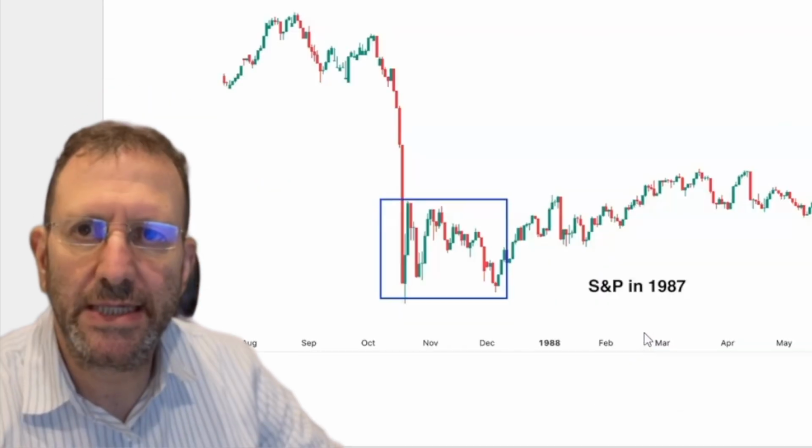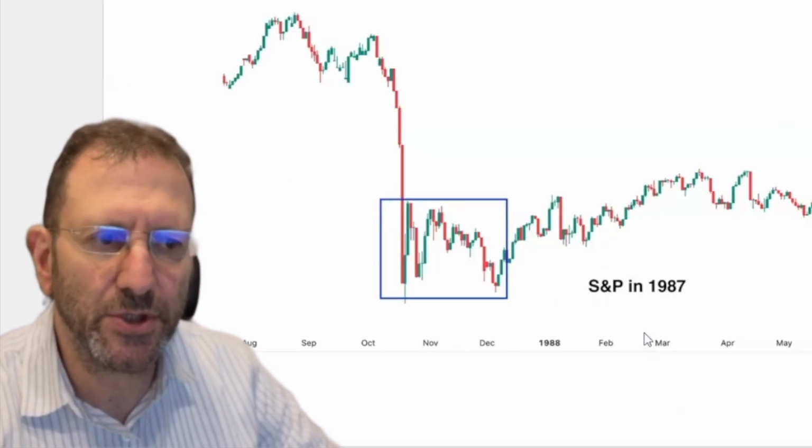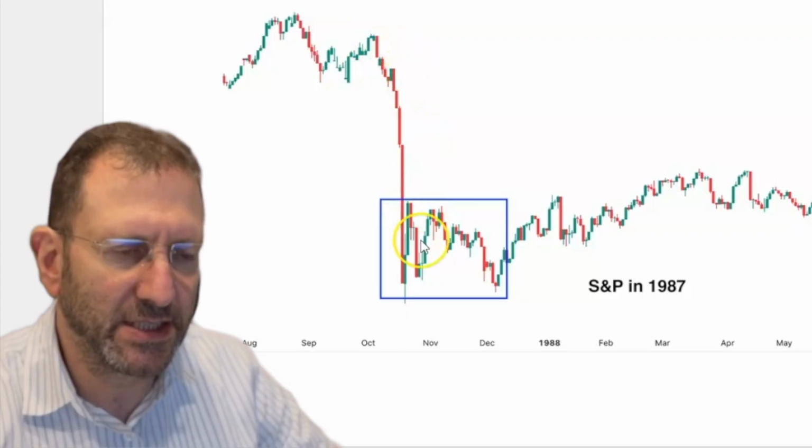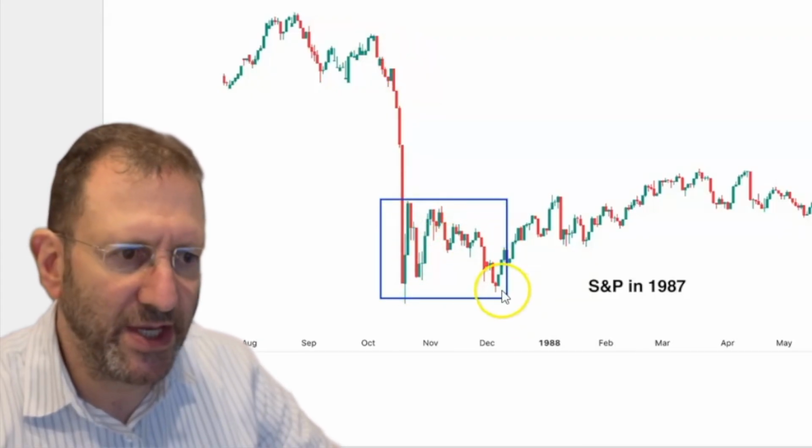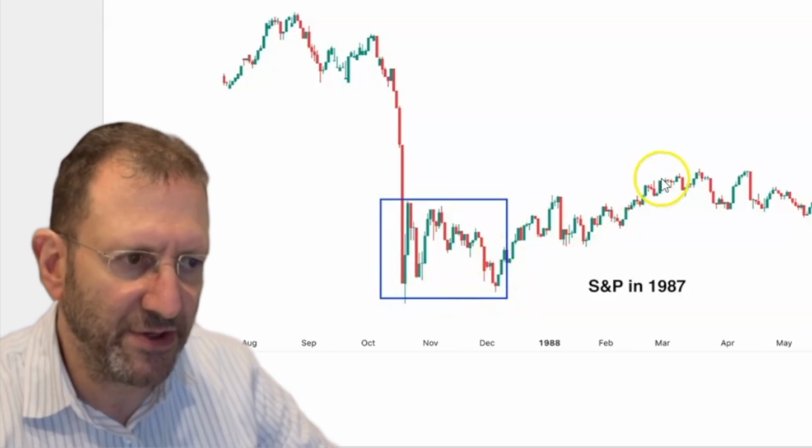The 1987 crash, which was absolutely brutal, but the same pattern exists. The crash, then a bounce, sideways price action, and then a retest of the lows, and then the recovery. So this is very likely what we are going to see again in the coming weeks on the S&P 500.